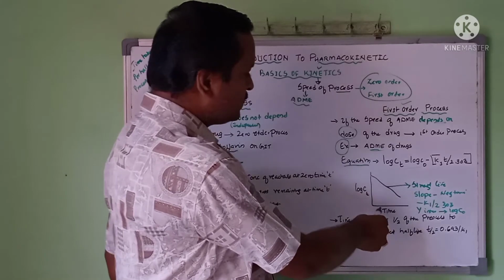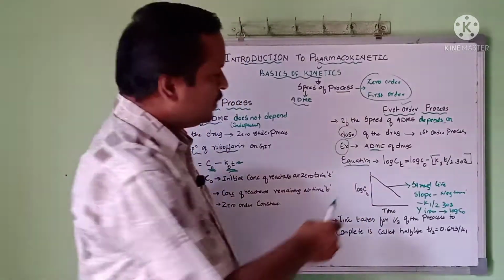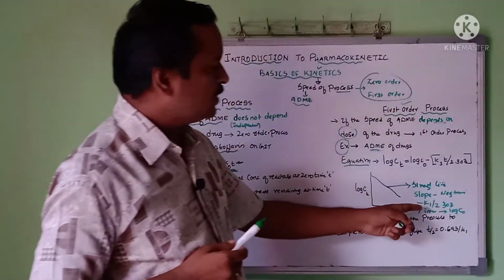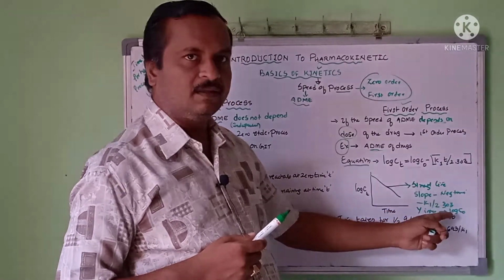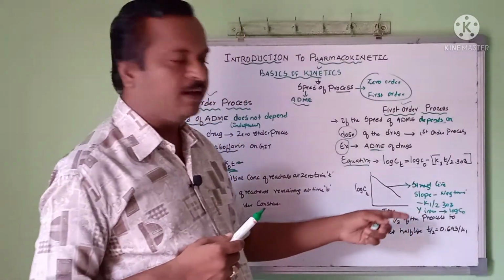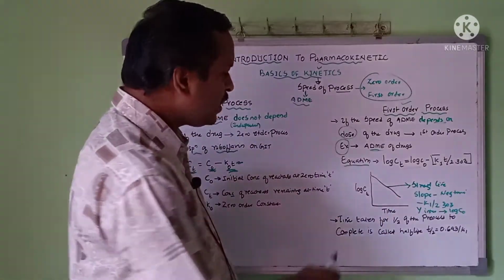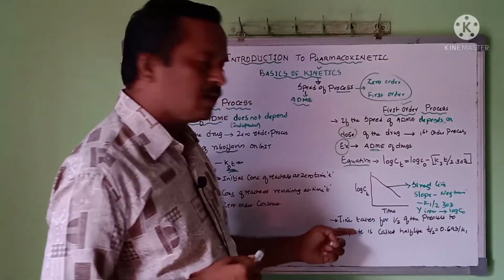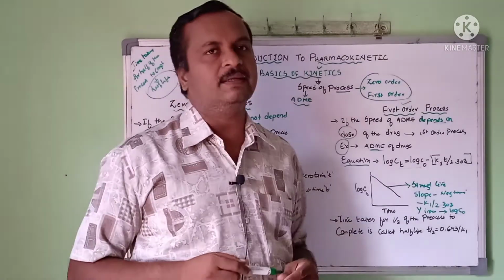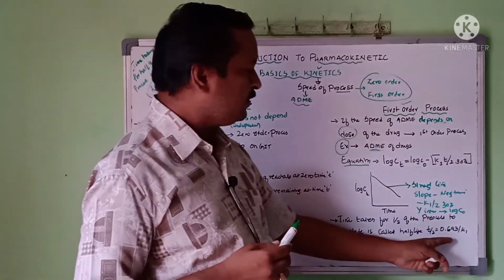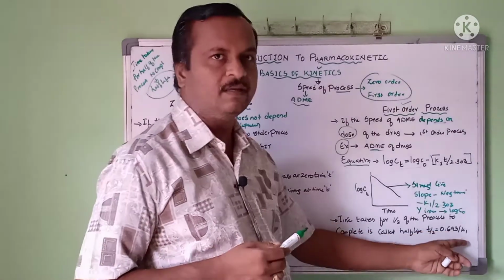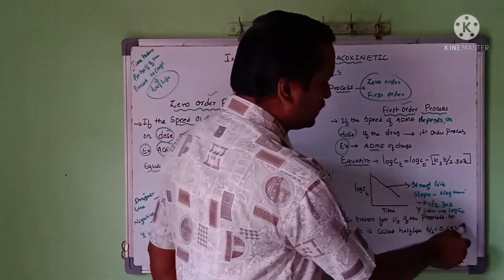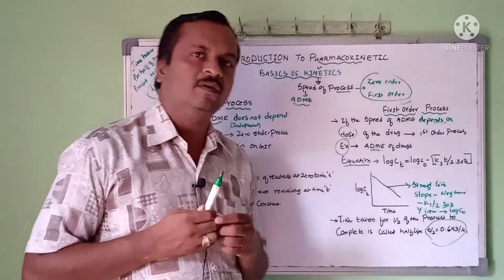When you plot, similarly to zero order, time versus log C_t, you will get a straight line with a negative slope, that is -K_1 / 2.303, and if you intercept the y-axis, you will get log C_0. For any process, the time taken for half of the process to be completed is called the half life. So t half of a first order process is 0.693 / K_1, where K_1 is the first order constant. इससे हम लोग फर्स्ट ऑर्डर रेट प्रोसेस में हाफ लाइफ कैलकुलेट कर सकते हैं.